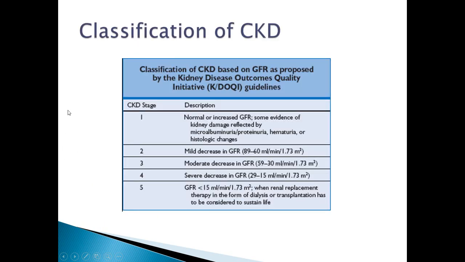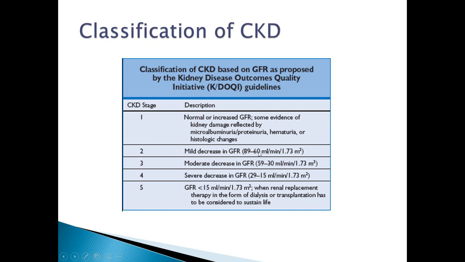So CKD is classified based on this KDOQI guideline classification. And it's really dependent on your GFR. So it's classified from CKD 1 to 5, where 1 is you have normal or increased GFR. For instance, if you have a diabetic with microalbuminuria, but they have normal GFR, then they would have CKD stage 1. Or if you have a sickle cell disease patient with microalbuminuria, they may actually have an increased GFR. That's also CKD stage 1.